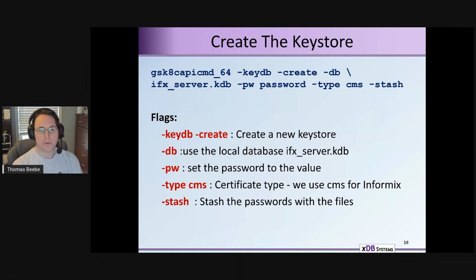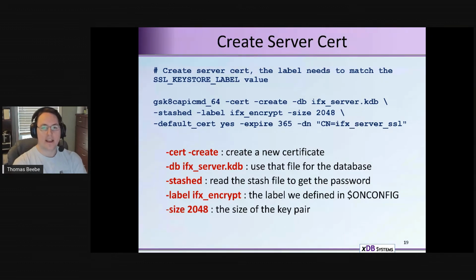Then we give -pw and the password. We're telling it the type CMS, so it's the certificate type. CMS is standard for Informix. And then we give it -stash, so it knows there'll be a stash file with it. So we've created the key store. Now we're going to create the server cert.